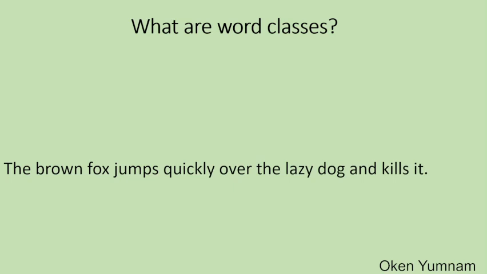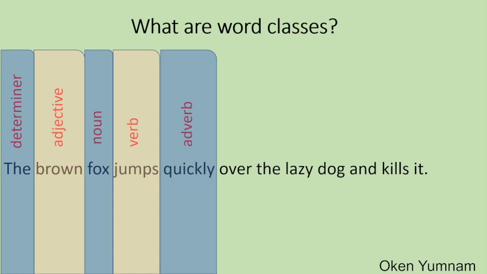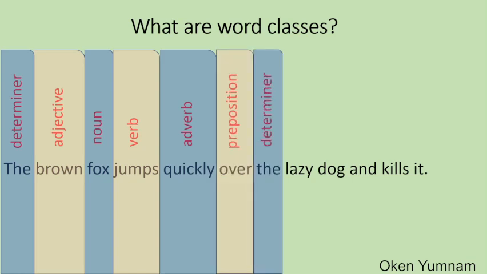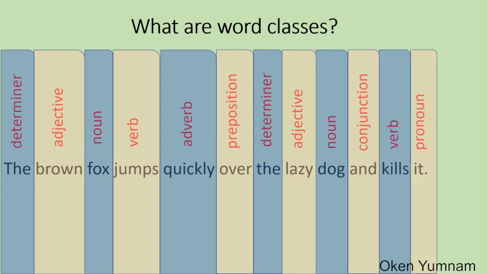The brown fox jumps quickly over the lazy dog and kills it. The first word is a determiner. Next is adjective, noun, verb, adverb, preposition, determiner again, adjective again, dog is a noun, and is a conjunction, kills, verb, and it, we call it pronoun. So each word in a sentence is classified as belonging to a class of words.